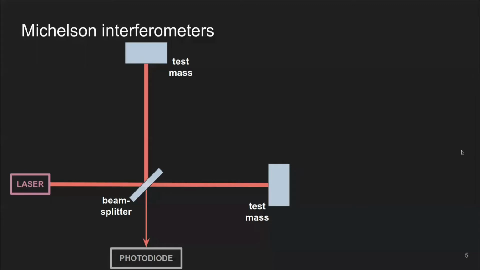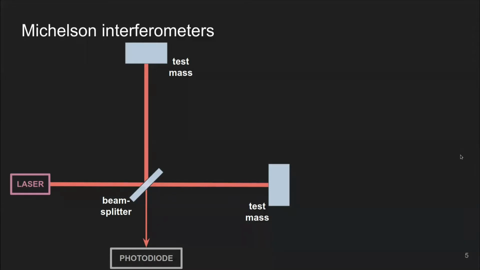If the arm lengths are balanced, then the light interferes destructively at the beam splitter, and so it all goes back towards the laser. None of it goes out towards the detector. But if the lengths become unbalanced, then the interference condition is changed, and so some light shows up on the photodiode.